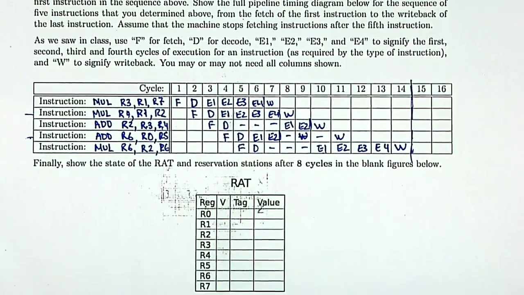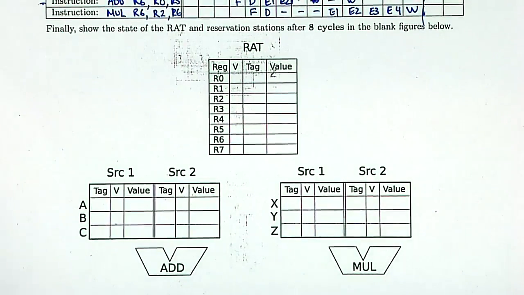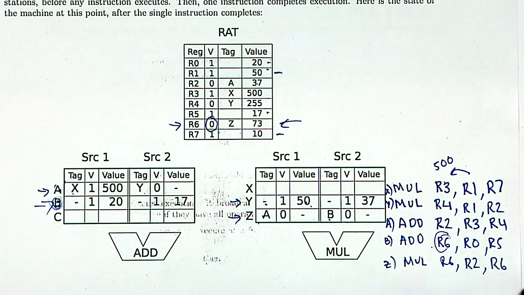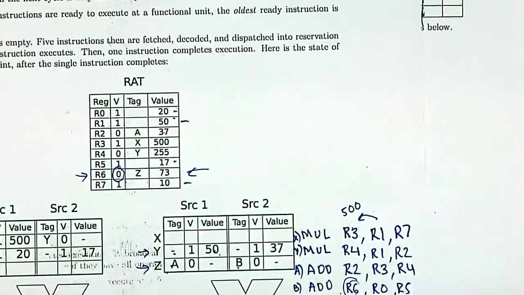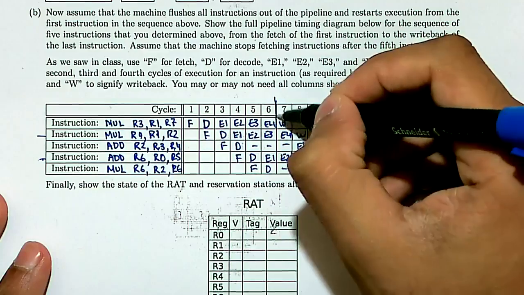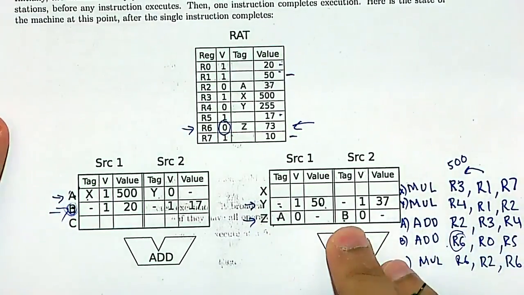Okay, so I'll move on to the next part then. The next part asks to show the state of these after 8 cycles, right? We have to fill in the state of the register alias table and fill in these two reservation stations, what they look like 8 cycles later. The example given as part of the problem was after the first instruction finishes executing. Looking at our timing diagram, it finishes executing right at cycle 6. So this state is given right after cycle 6.